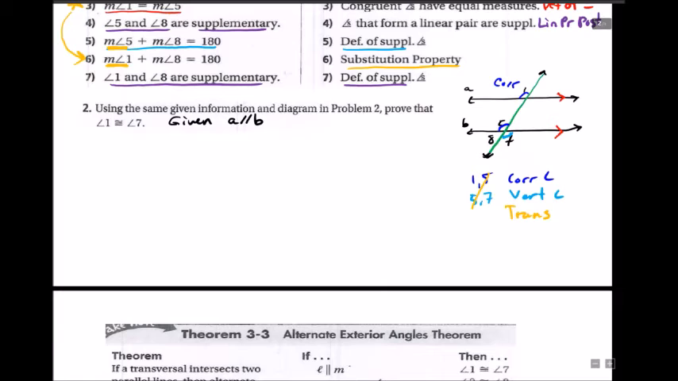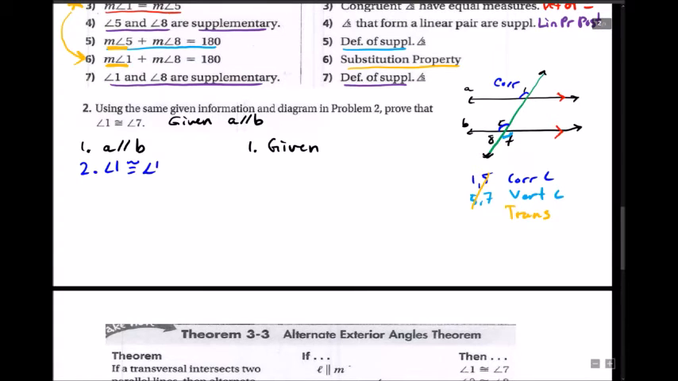So let's turn this into a proof. We know, step 1 here, that line A is parallel to line B, and that is simply given to us. And that tells us a lot, and it's cut by a transversal. Always good stuff to have. So step 2, I am going to say that angle 1 is congruent to angle 5, and that is because of my corresponding angles postulate.